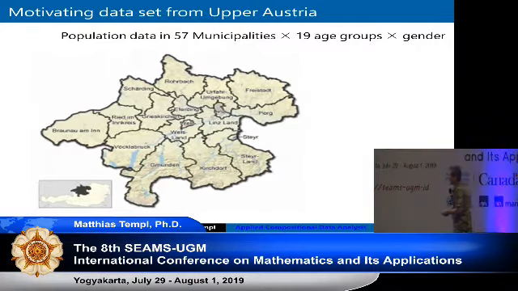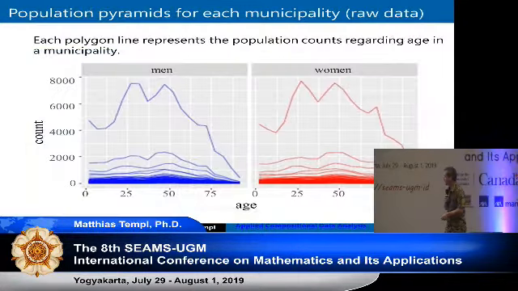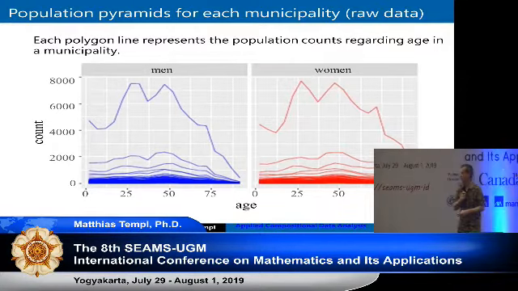And if we plot just these 57 population counts for each age, we get these curves. So that's not very informative, because we just know that's the capital. That's the curve of Linz. Of course, we have higher counts in the capital, like you would have Jakarta here.